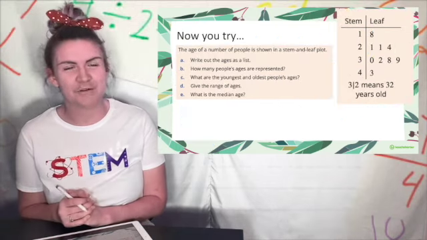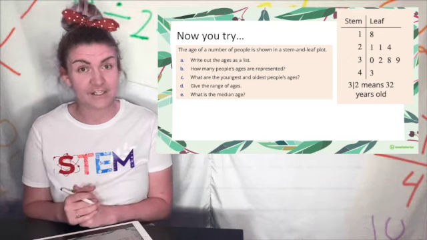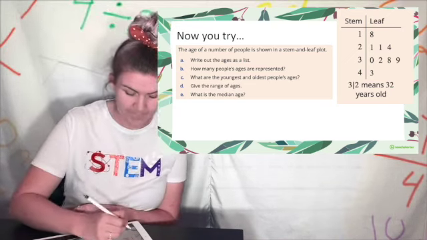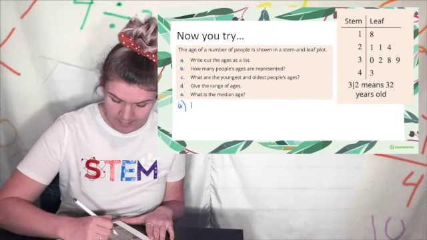You have a go interpreting a stem and leaf. Let's quickly check your answers. This is the age of people shown in a stem and leaf plot. A is write out the ages as a list.